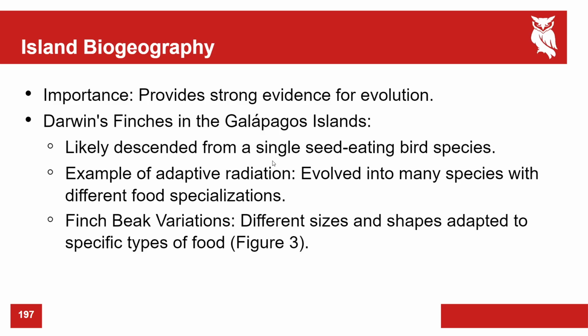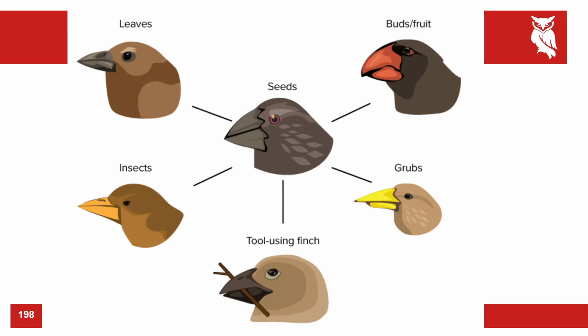The differences between these species are really evident in their beaks. They had different sizes and shapes, adapted to specific food types. We're going to see that figure on the next slide. The central finch is the common ancestor, and then depending on what type of environment these finches were in, they evolved different beak shapes suitable for whatever type of food they were eating.